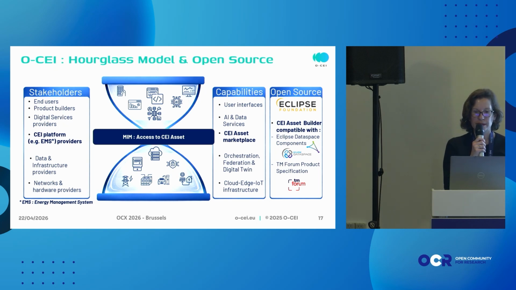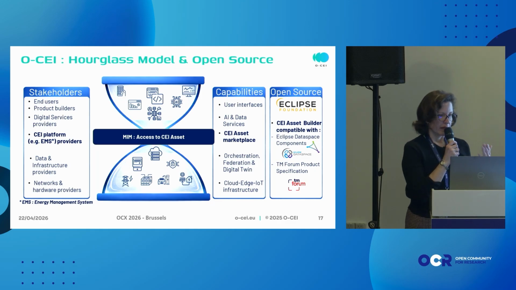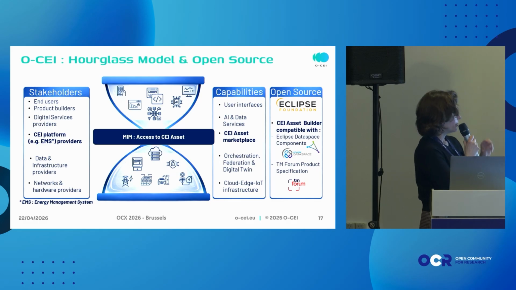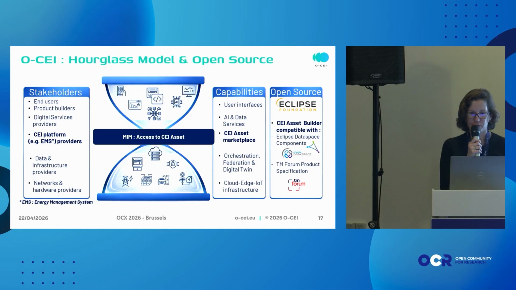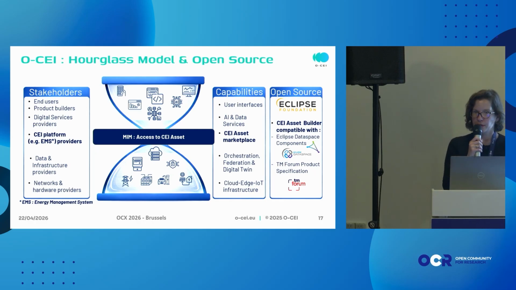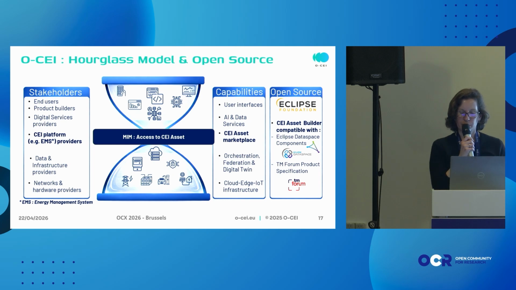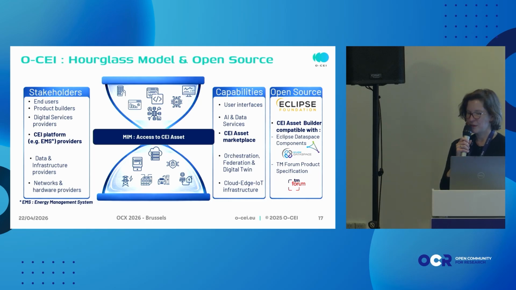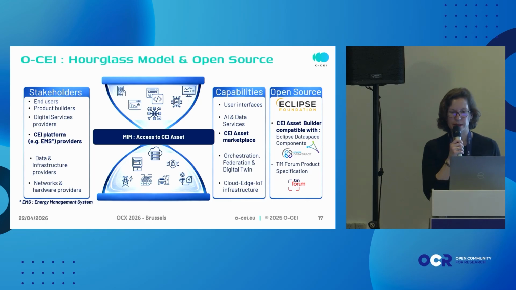This will be achieved through a CI asset marketplace that is currently being developed by the project, and it will result in a platform that can be used, for instance, by energy management system providers in order to manage energy in the different pilots. This analysis, which is still a work in progress, also allows us to continuously identify the open source needs of the project partners. In this case, we do it in collaboration with Eclipse Foundation, who is also a project participant.